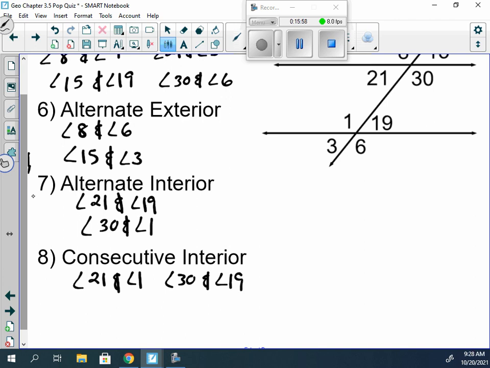Consecutive just means continuous, one after the other. So 21 and 1 are consecutive, they're right next to each other and on the same side. And that's it. Any questions on this here?